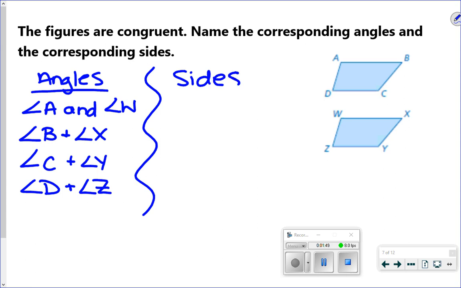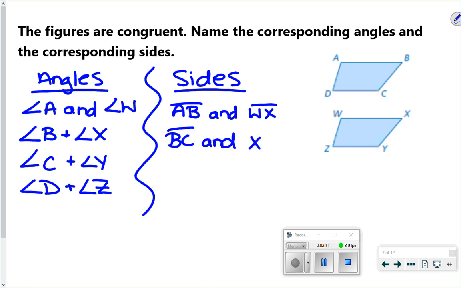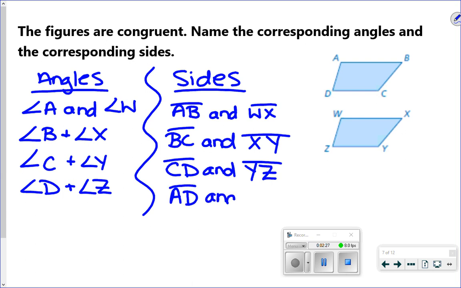When you name a side, you need to make sure you put both letters for the sides, the endpoints of that line segment, with a line above it. So side AB looks like this. So side AB and side WX correspond. Then I have side BC and side XY that correspond. On the bottom there, I have CD and YZ that correspond. And then my last pairs of sides, I have AD and WZ.